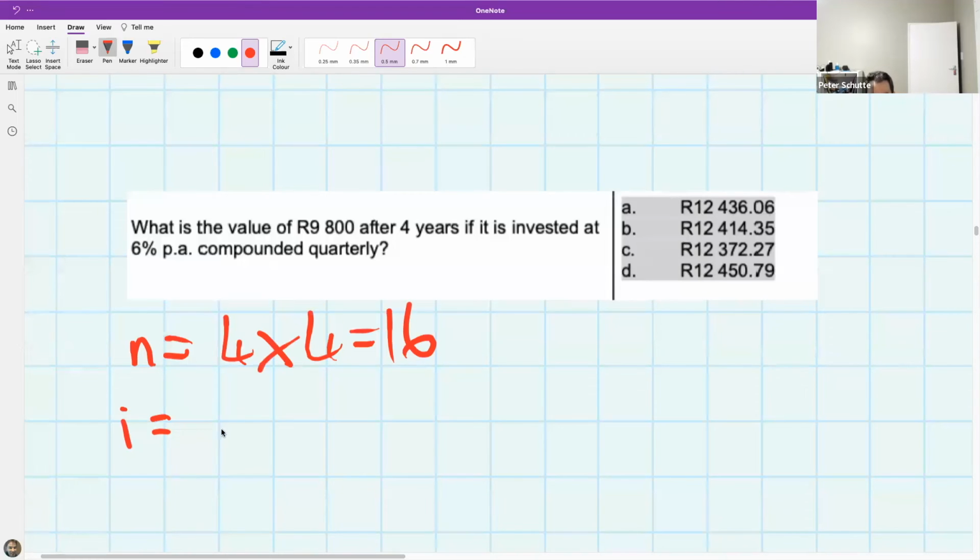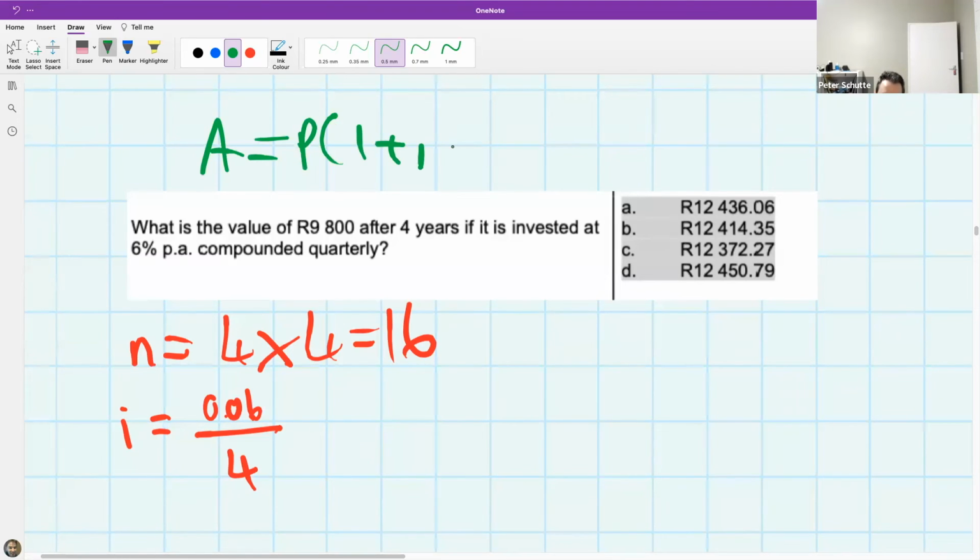What is my interest rate going to be? It's not going to be 6% anymore. It's going to be 0.06 divided by 4. Yeah, exactly. So now find me which of these 4 options is the correct answer. If you start with 9,800, you invest for 4 years at 6% per annum nominal rate, compounded quarterly, what do you get?